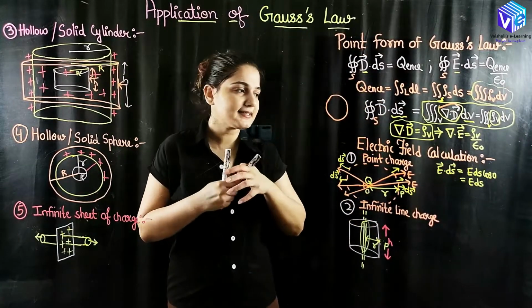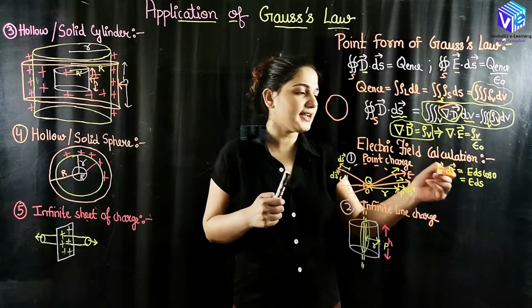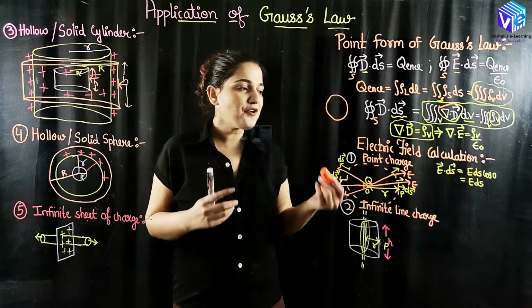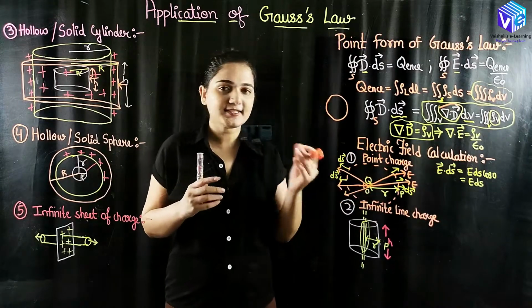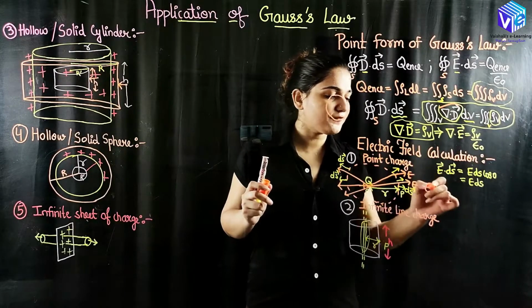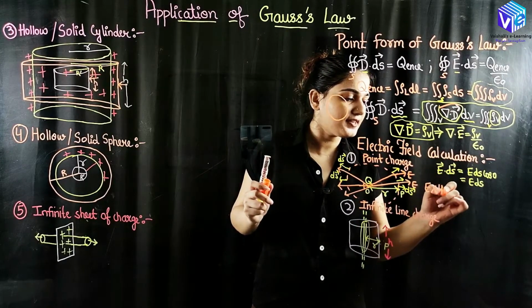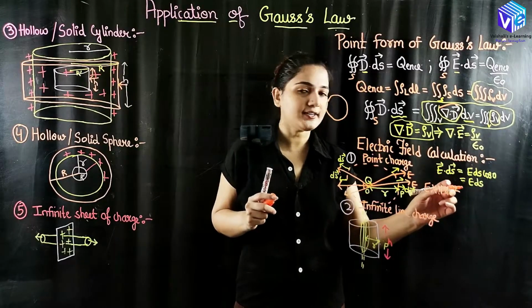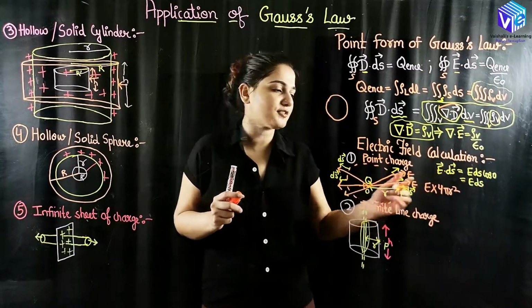So the angle is 0. I can represent E dot ds as E ds at all of the points. So now if I have to take the overall surface, I can take the full surface of this sphere. The full surface of the sphere is 4 pi r square. So this is E dot ds integrated over the full surface.